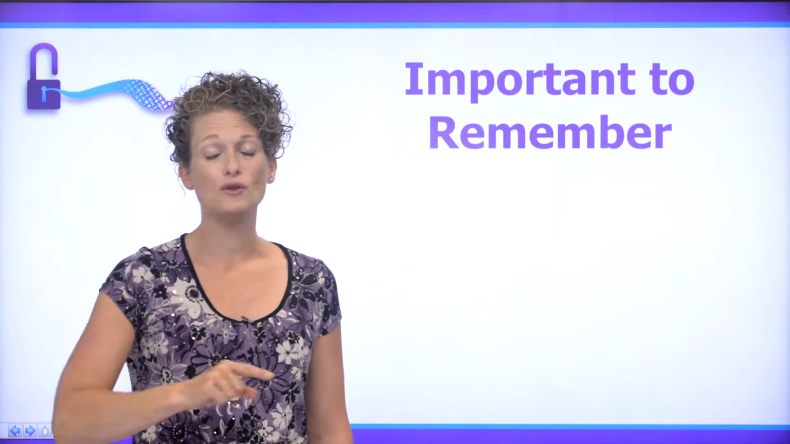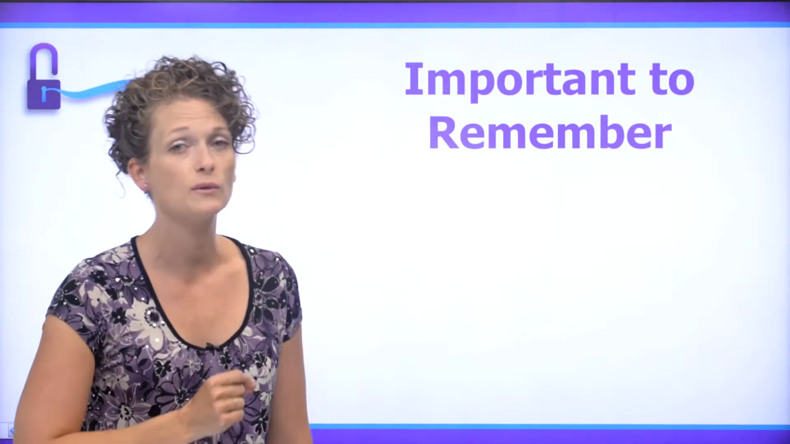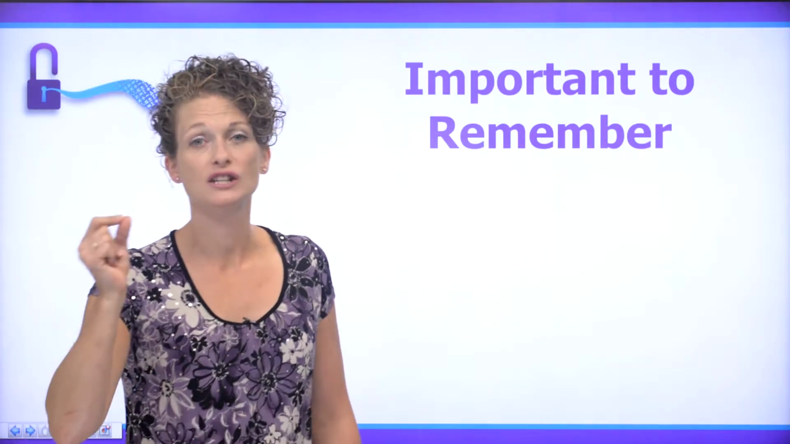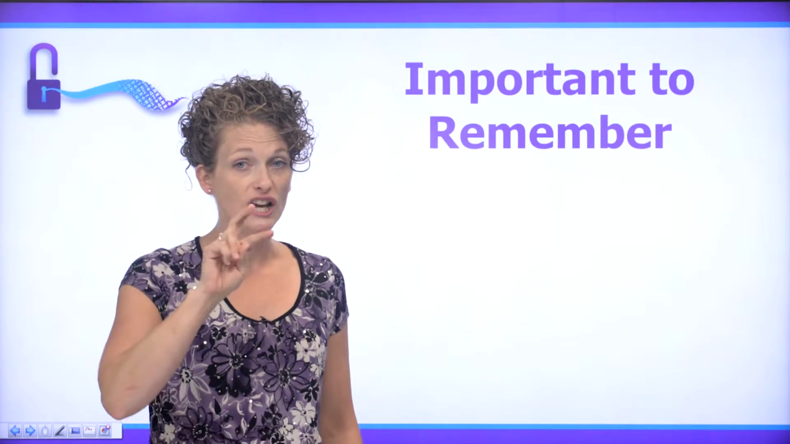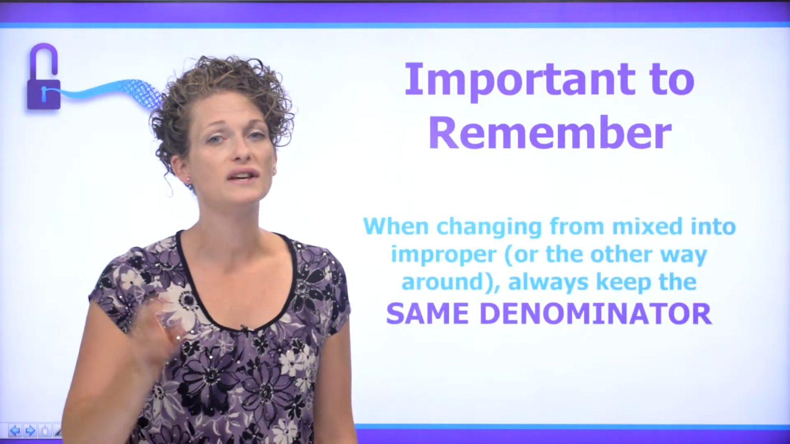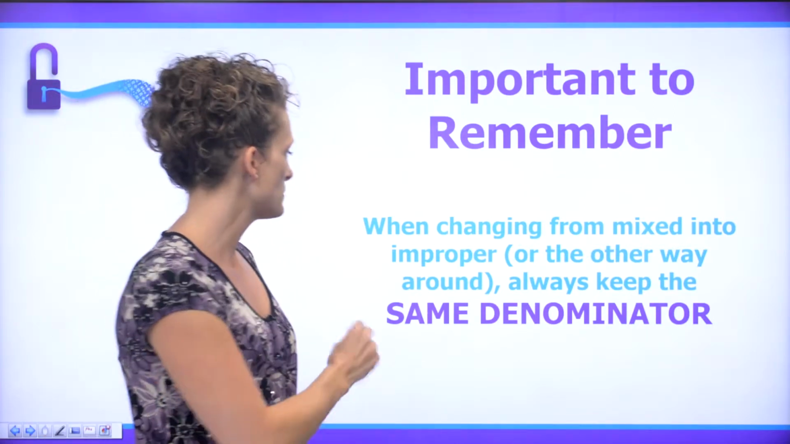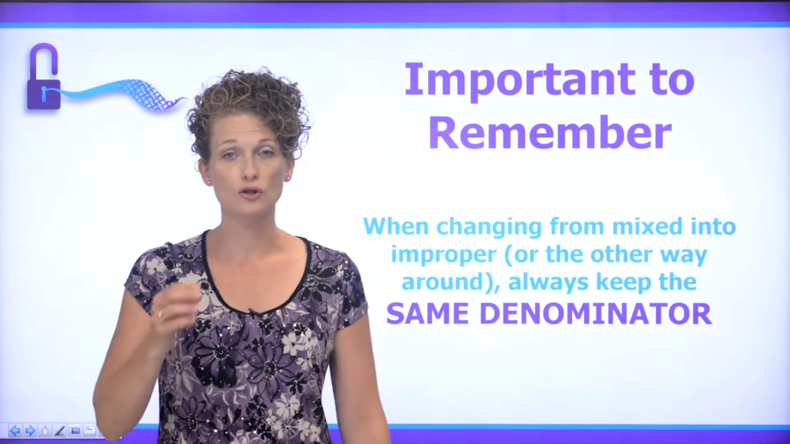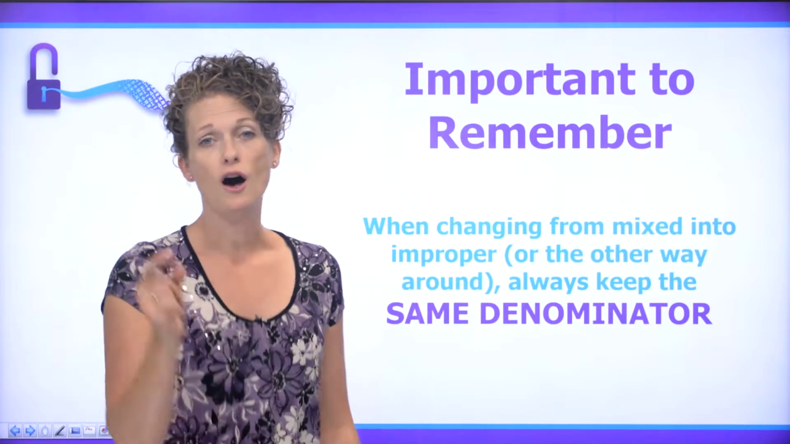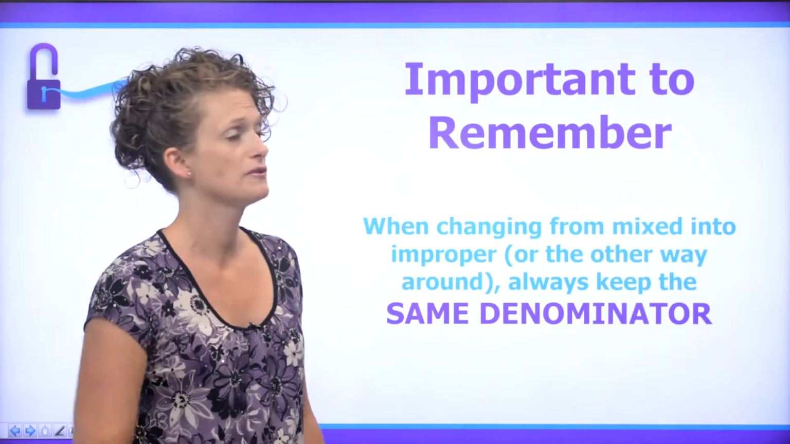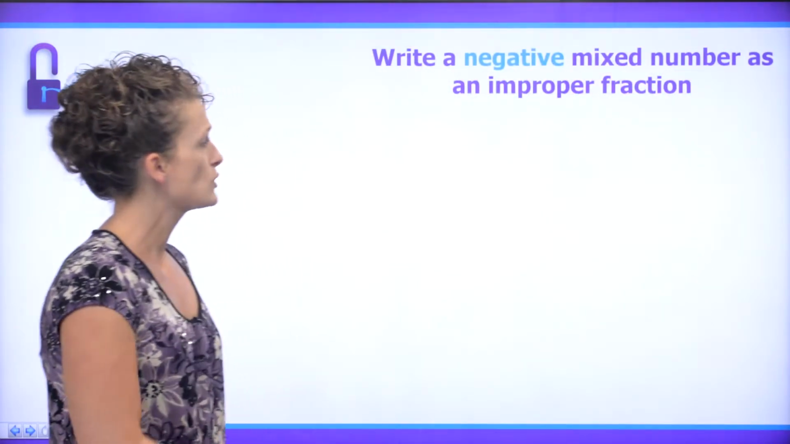Very important thing that you have to remember whenever you're dealing with any improper fraction and any mixed number and you're changing forms: you always, always, always keep the same denominator. Doesn't matter which one. When you're changing from one to the other, we always keep the same denominator. So that's going to simplify things, actually. All right, so what about negative numbers?